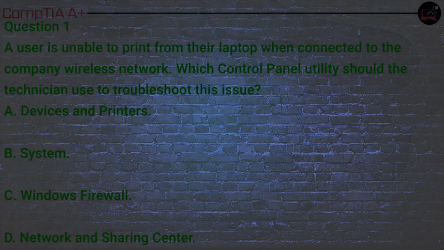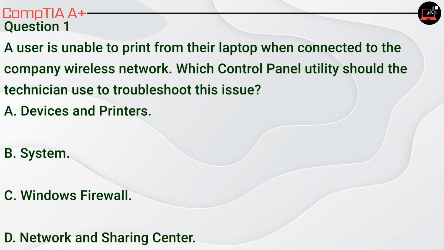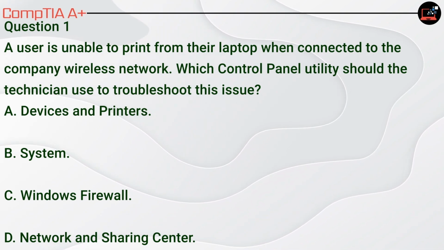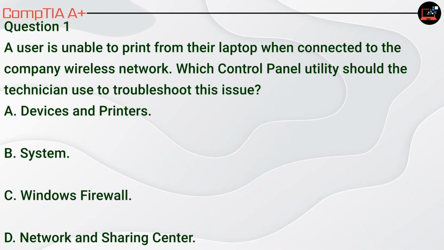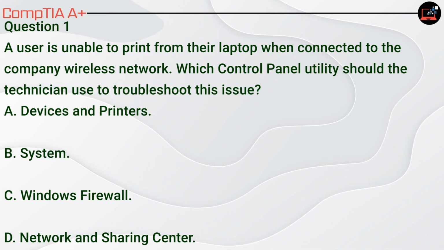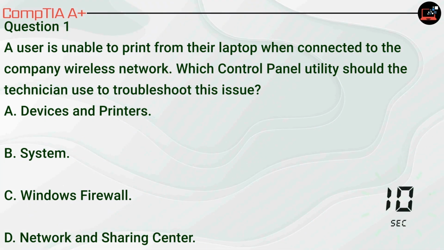The first question is about a user who is unable to print from their laptop when connected to the company's wireless network. Which control panel utility should the technician use to troubleshoot this issue? A. Devices and Printers. B. System. C. Windows Firewall. D. Network and Sharing Center.